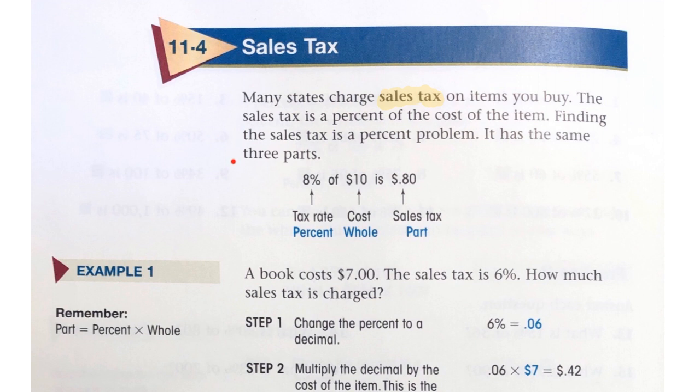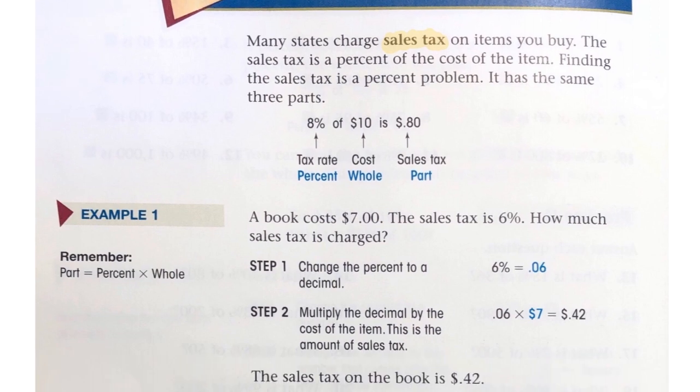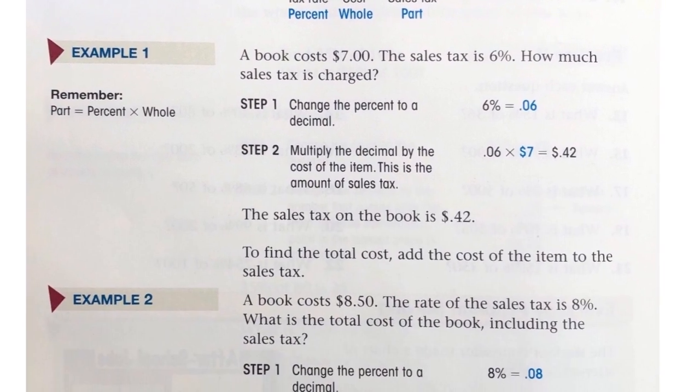It has three parts: the tax rate, which is the percent, the cost, which is the whole, and the part, and that's your sales tax. For example, a book costs $7. The sales tax is 6%. So how much sales tax is charged?